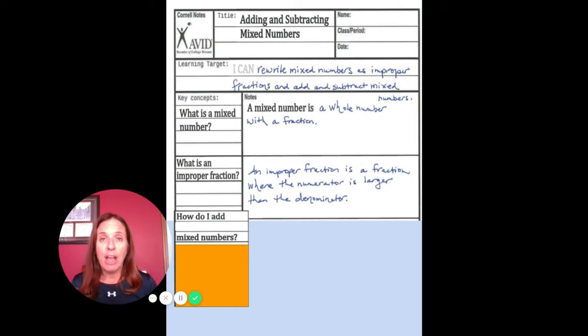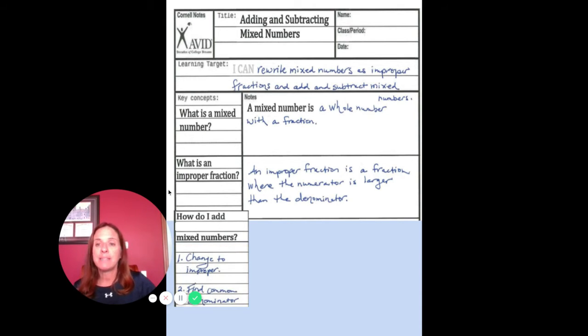What is an improper fraction? An improper fraction is a fraction where the numerator is larger than the denominator. I had a student tell me it's a top-heavy fraction. I like that description. So the numerator is bigger than the denominator, like 11/6 or 13/9. The numerator is a larger number than the denominator. That makes it improper.